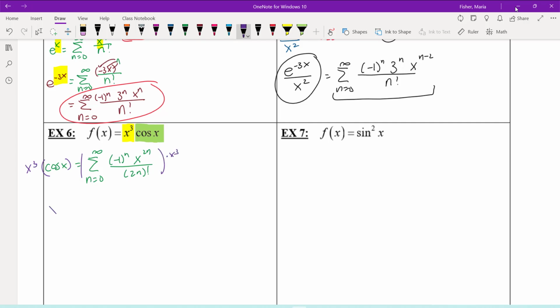Well, if I do that, x cubed cosine of x is going to equal the sum from n equals 0 to infinity of negative 1 to the n, and then here my bases are the same, they're both x, and I'm multiplying, so I know I need to add those exponents, and that becomes x to the 2n plus 3 all over 2n factorial. Let's look at example 7.